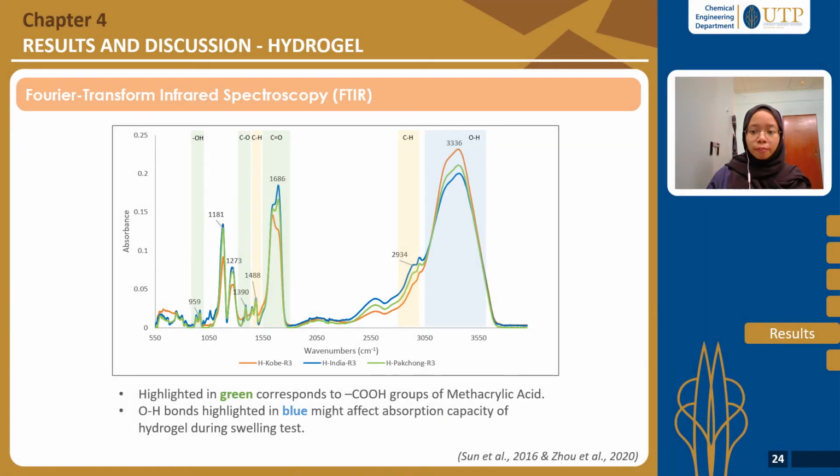Proceeding with FTIR for hydrogels, these figures confirm the compositions of cellulose/PMAA hydrogels. But what I want to highlight here is the one in green actually corresponds to COOH groups of methacrylic acid, and the one in blue is assigned to O-H functional groups, which might affect the absorption capacity of hydrogels during the swelling test later.